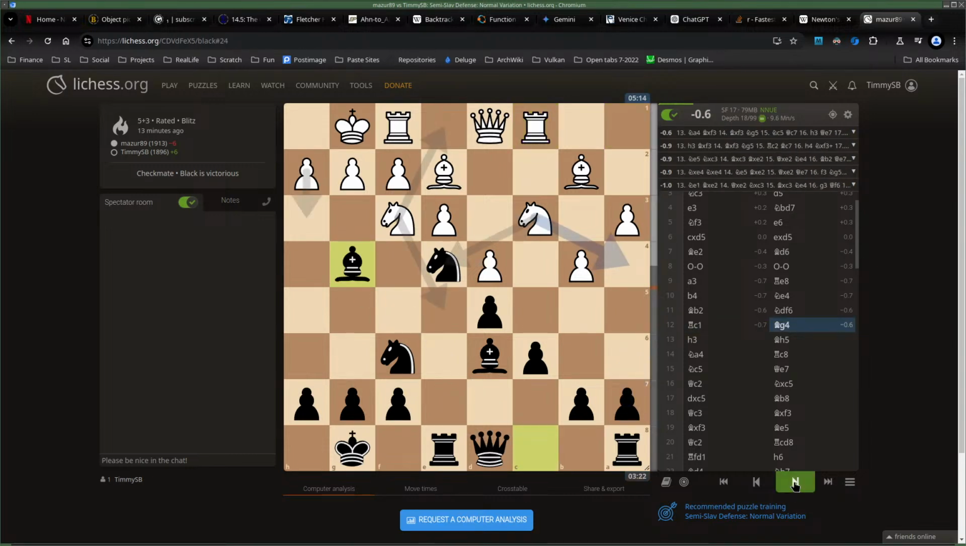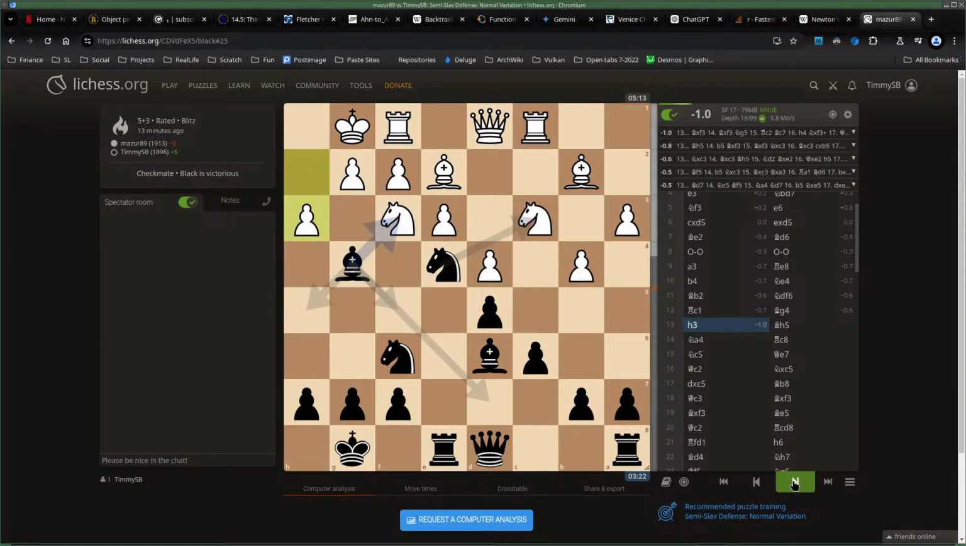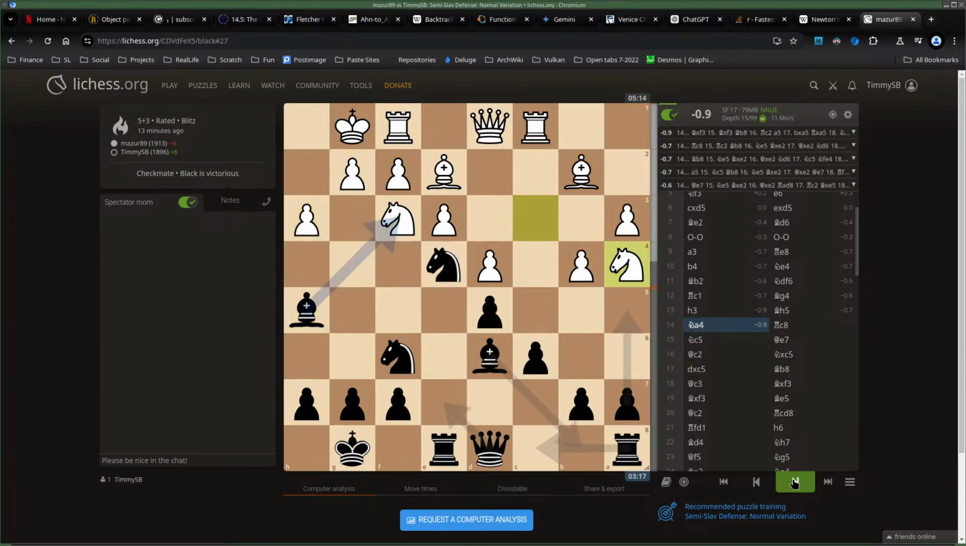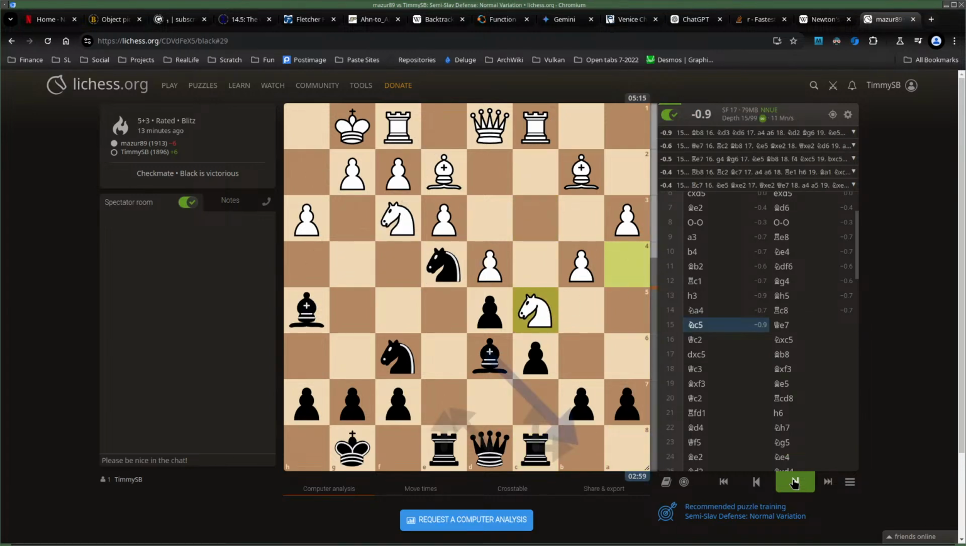So far I did not make a single mistake. Well, the score just gets more and more negative. Better and better for black. Oh yeah, I lost 3 centipawns. I should have taken the knight. This was also not optimal.